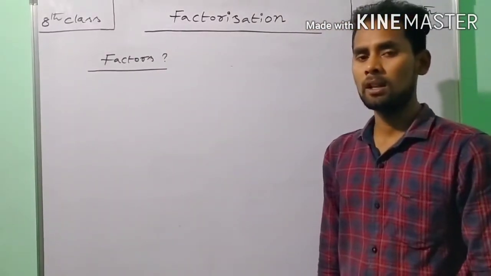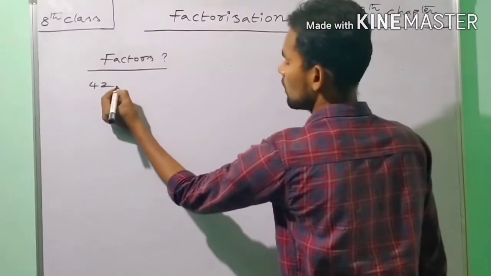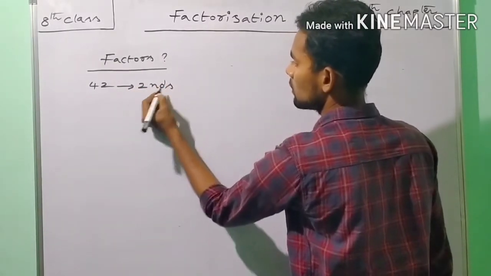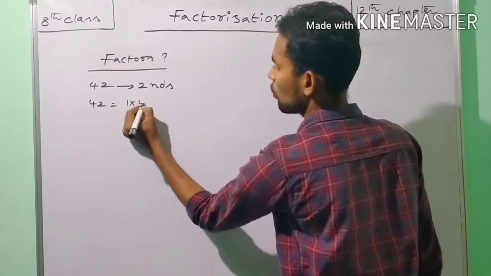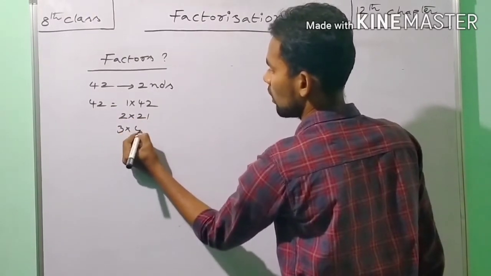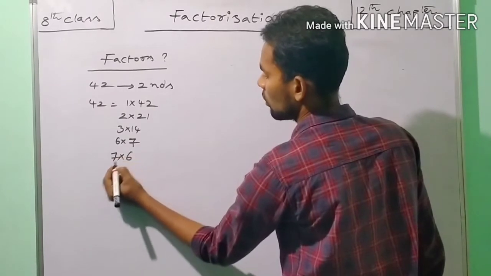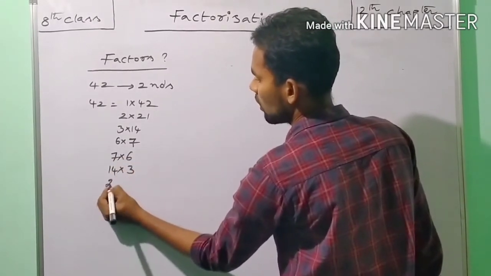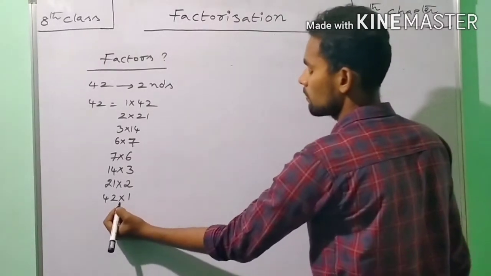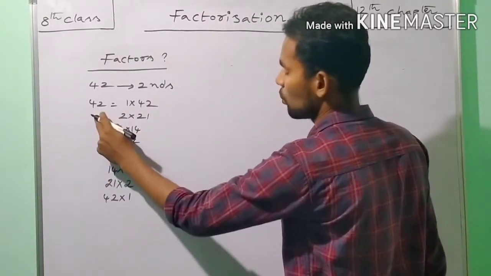Let us take a number, 42. Can you write this number as the product of any two numbers? 42 equals 1 times 42, 2 times 21, 3 times 14, 6 times 7, 7 times 6, 14 times 3, 21 times 2, 42 times 1. So all these are factors of 42.